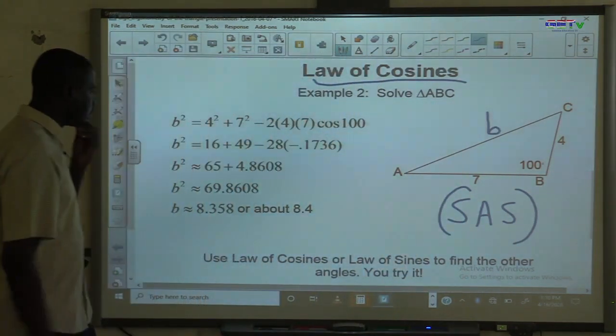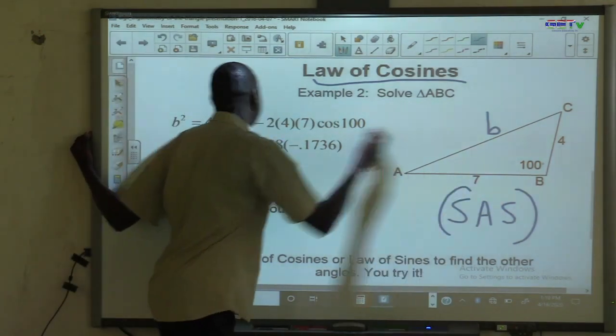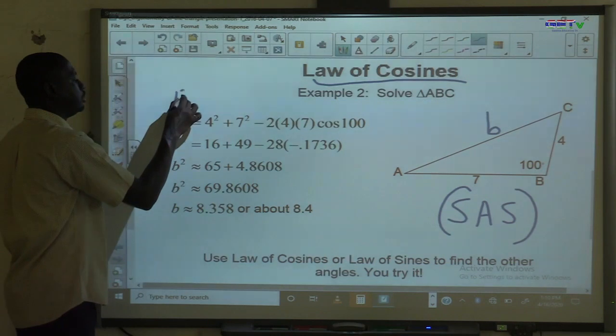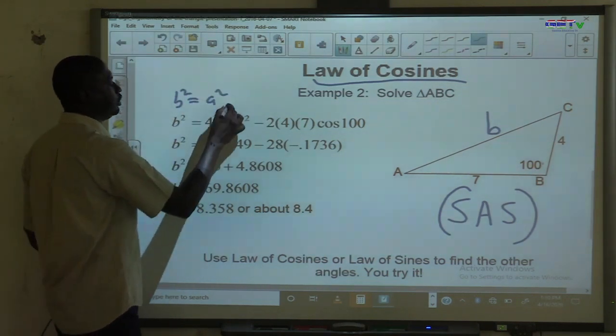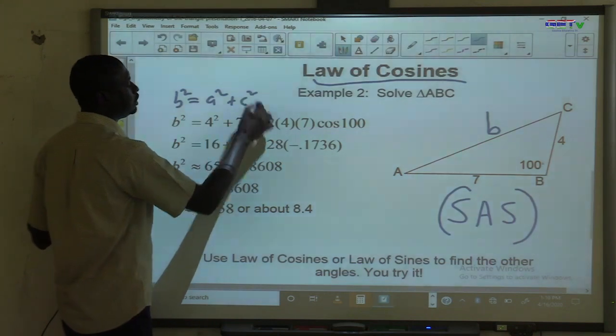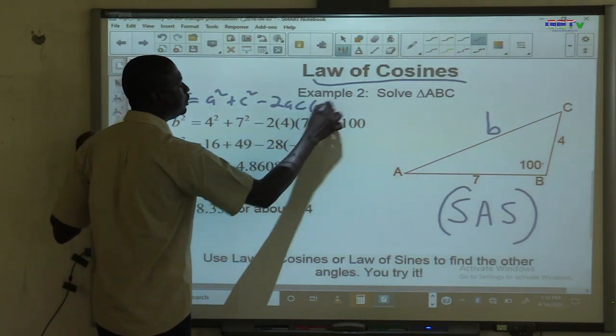The law of cosine to apply, we want to find B there. B squared is equal to A squared plus C squared minus 2AC cos B.